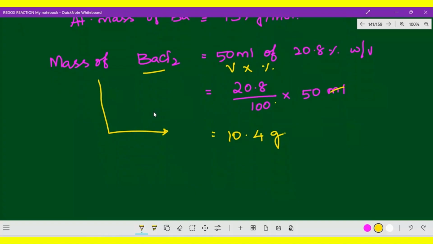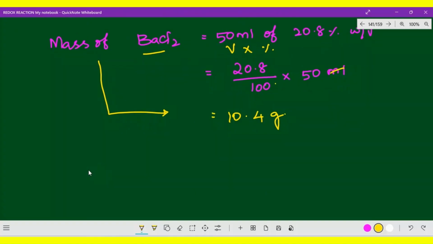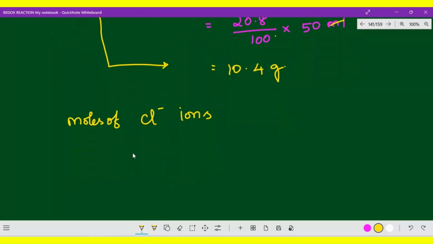Now we have to identify moles of Cl minus. Question number 92 also, chloride ion. We mentioned it in question number 92, please check it. So moles of chloride ion, how to identify? Here it is BaCl2. If we separate, Ba2+ and 2Cl minus ions.